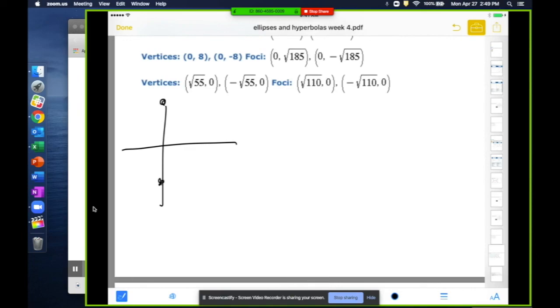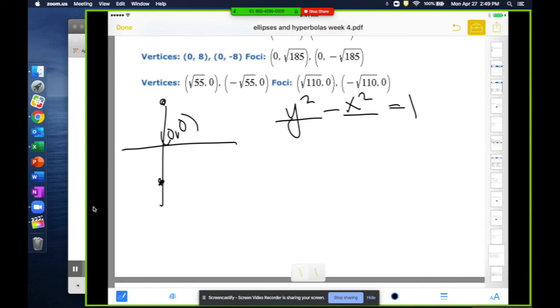All right, so for example number 3, draw it out. You know the drill. I have (0, 8) and (0, negative 8). I also know that my center is at (0, 0). And since my vertices are up and down, that's going to be vertical. So I'm going to make sure I use the y minus k squared first, and the x minus h squared second. But my center is (0, 0) anyway, so I'm just going to set this up as y squared and then x squared.